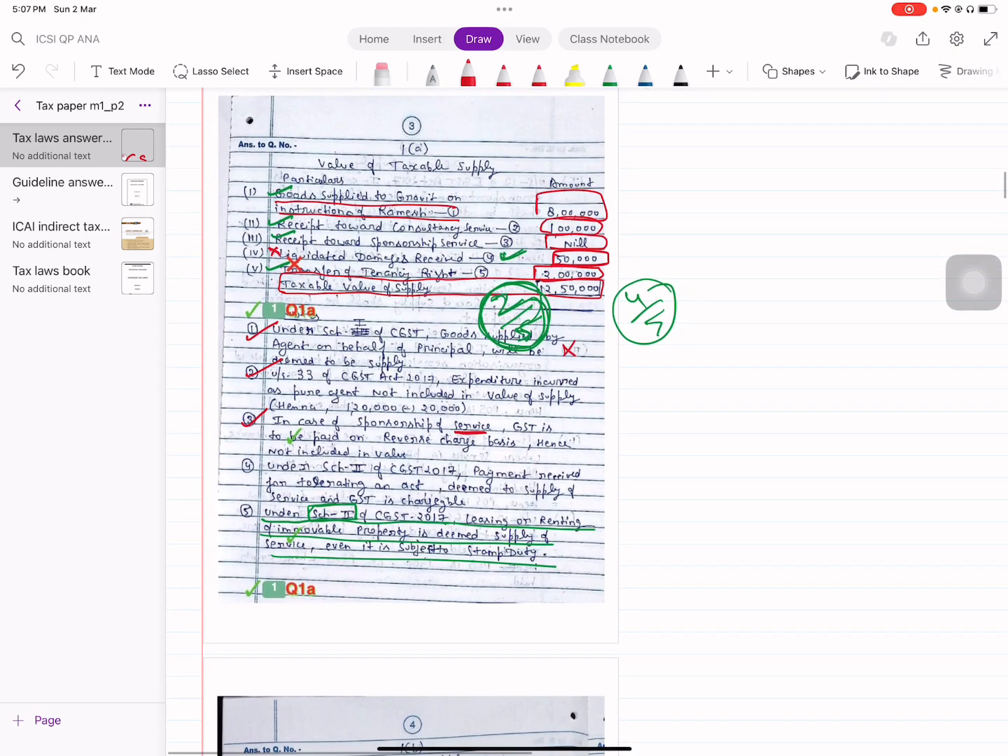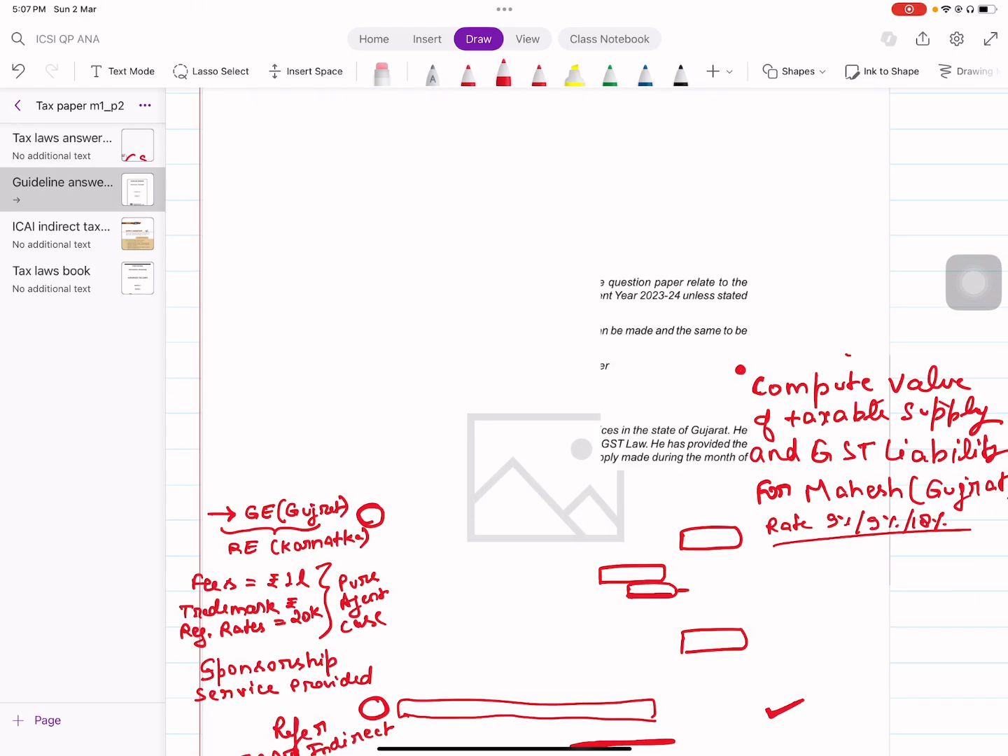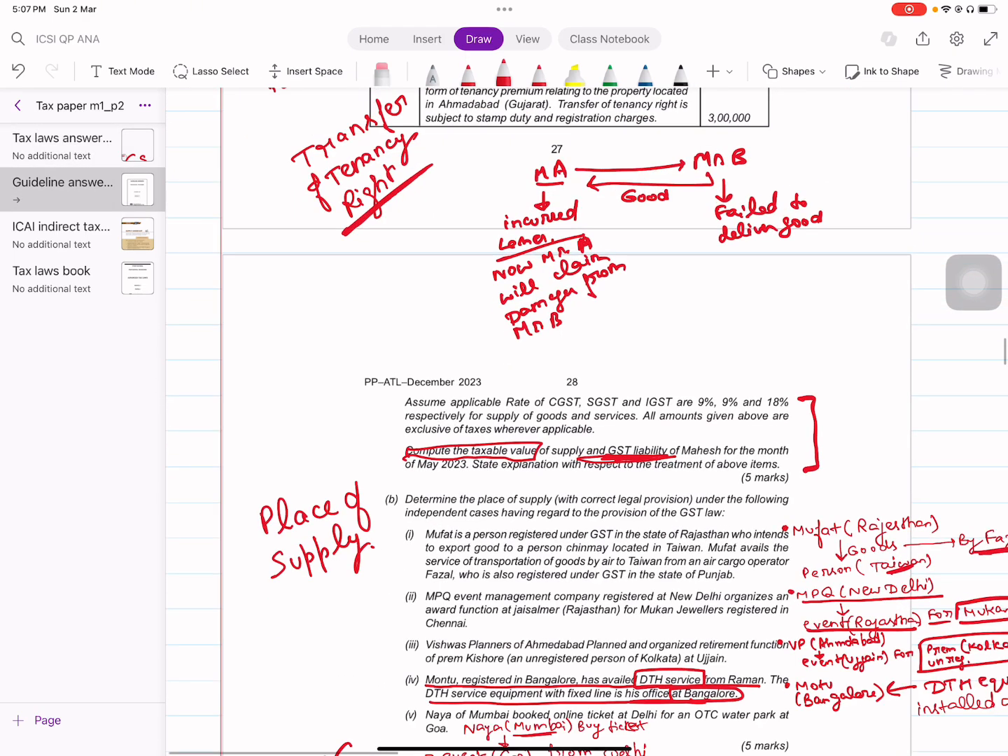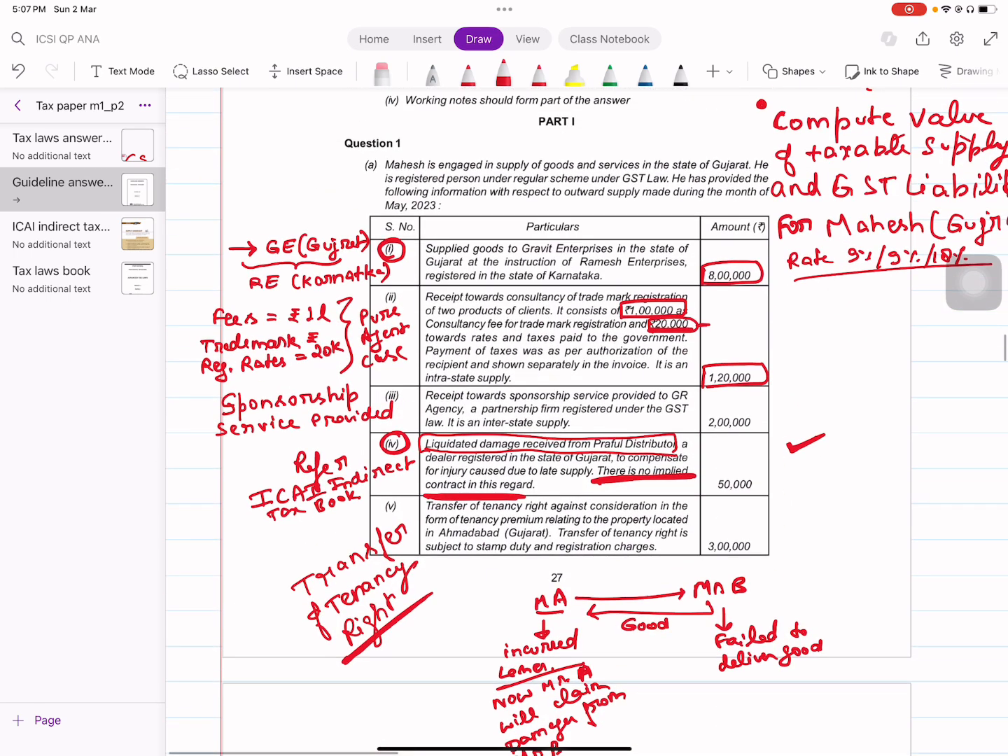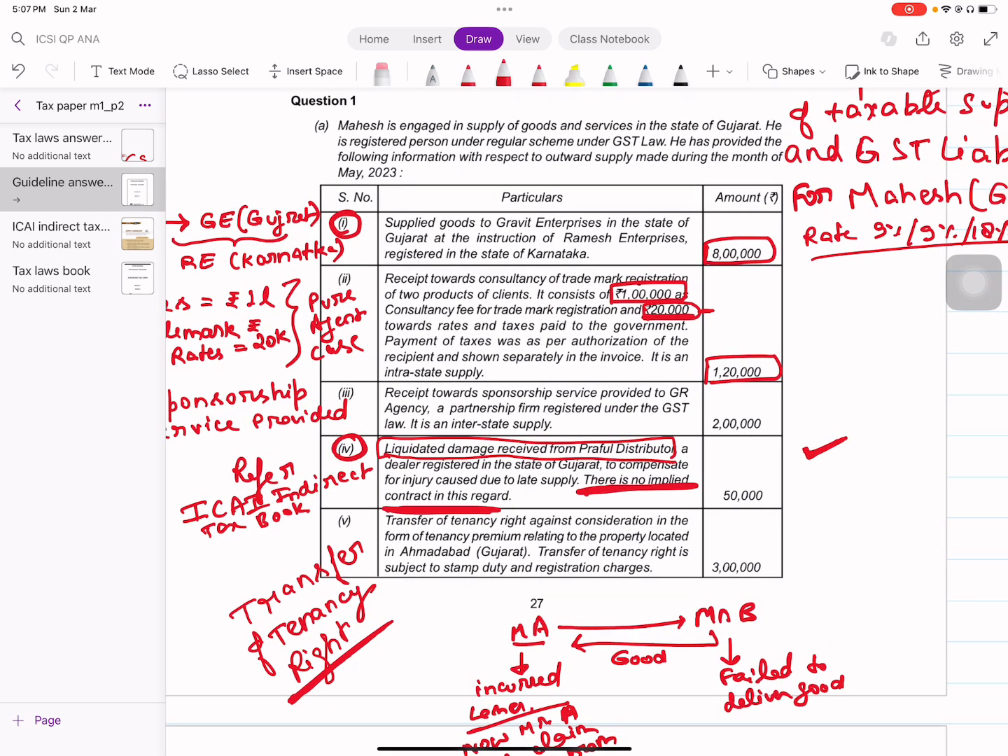In question number 1A, it was asked to calculate the taxable value of supply and GST liability of Mahesh for the month of May 2023. There are 5 transactions given, in which we have to determine whether each transaction will be included in taxable supply or not, and we have to calculate the GST liability.